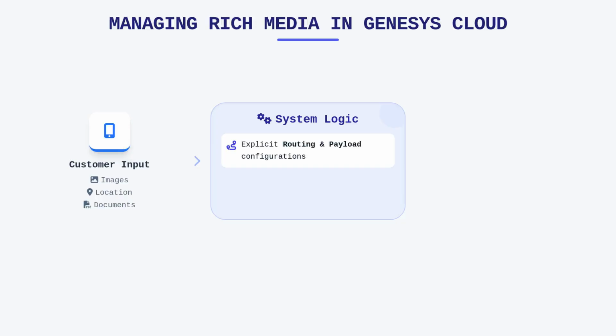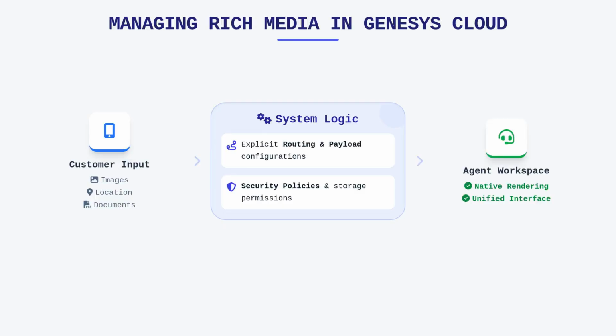When an agent receives an interaction with an image or a location pin, the Genesys Cloud agent interface renders this content natively, providing a consistent experience regardless of whether the customer initiated the chat from WhatsApp or a standard SMS conversation. This uniformity is a vital component of the agent experience, as it prevents the toggling between disparate tools or interfaces while the agent handles an active customer thread.